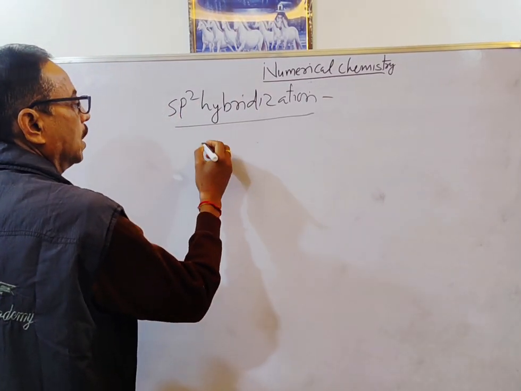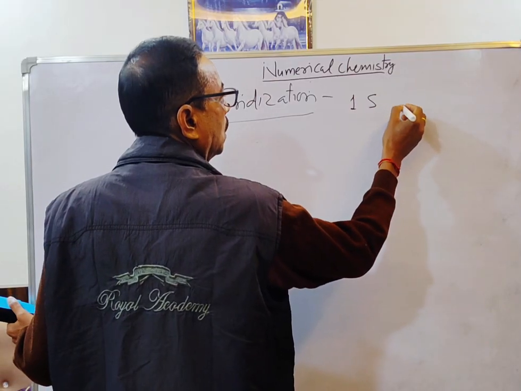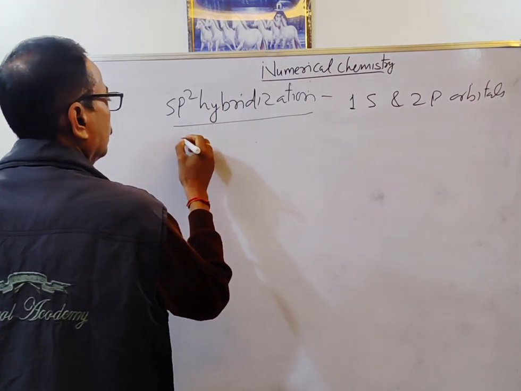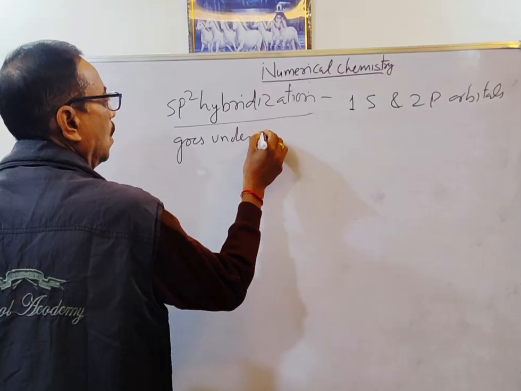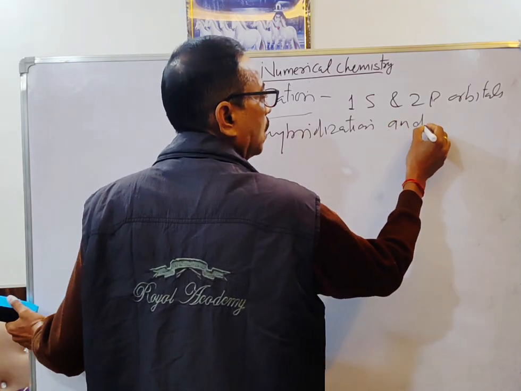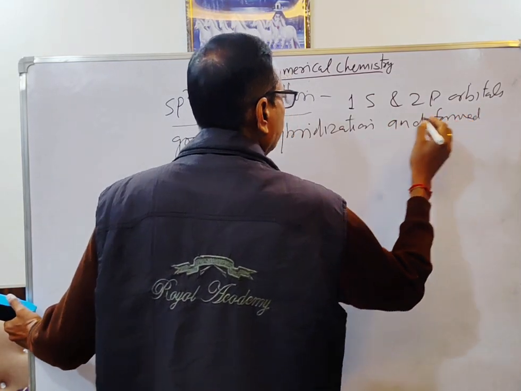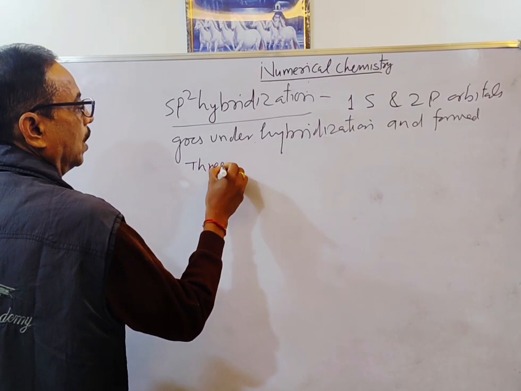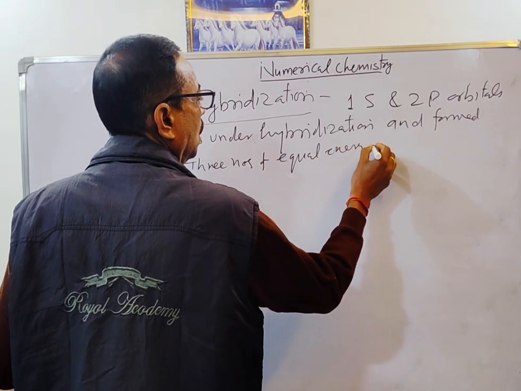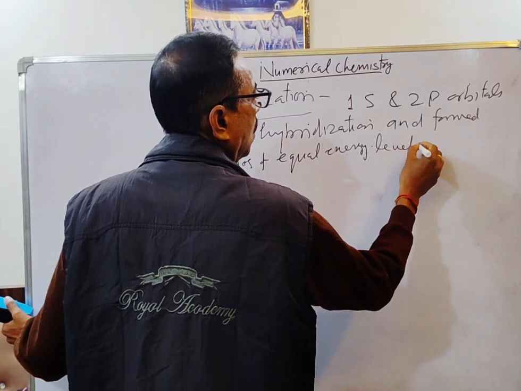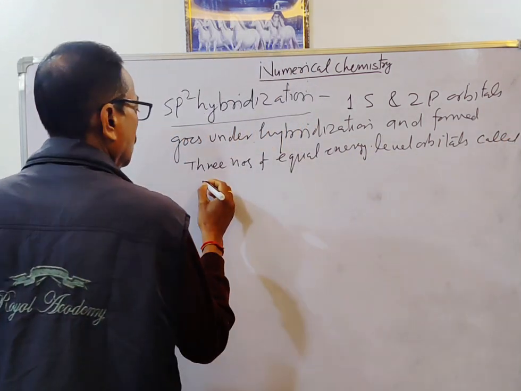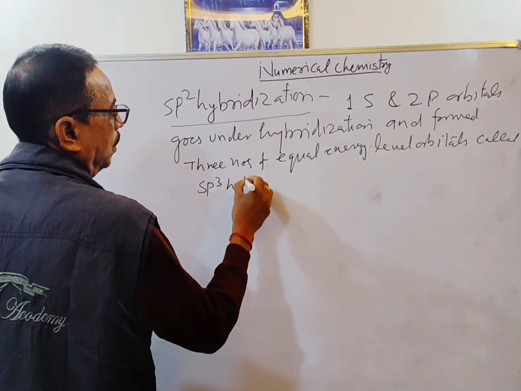So in sp2 hybridization, one s and two p orbitals go under hybridization and form three equal energy level orbitals called sp2 hybrid orbitals.